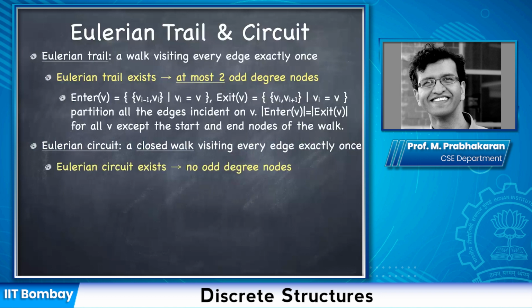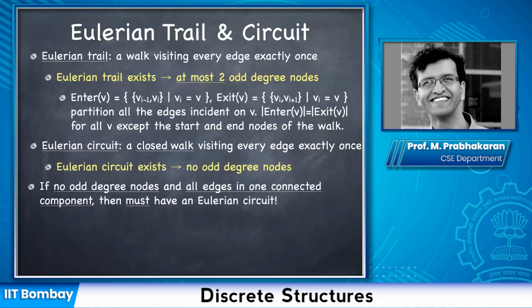And what we just now said is that if it's an Eulerian circuit, then there are no odd degree nodes. Okay, if it's an Eulerian trail, which is not a circuit, then there are exactly 2 odd degree nodes, the start and the end nodes. And if there is an Eulerian circuit, then there are no odd degree nodes. In fact, it goes a little further. It's a sufficient and necessary condition.